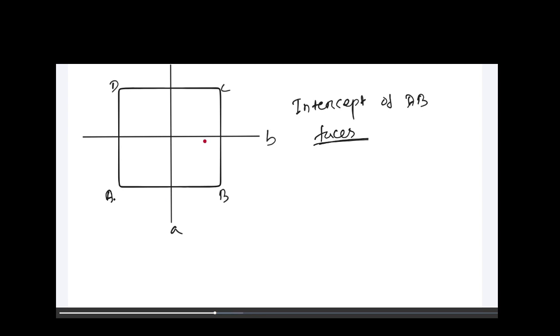Because we are considering the 2D case here, we will consider only two axes. In 3D we have to consider three axes, that is A, B and C. So at what distance does the AB face get intersected from the center? So, the intercept of AB face.